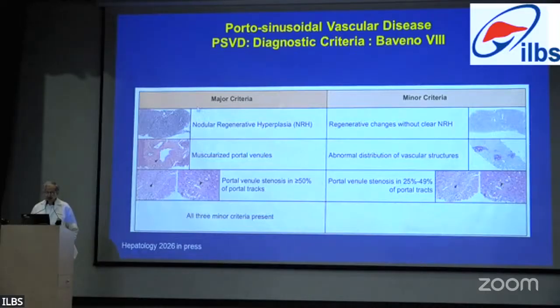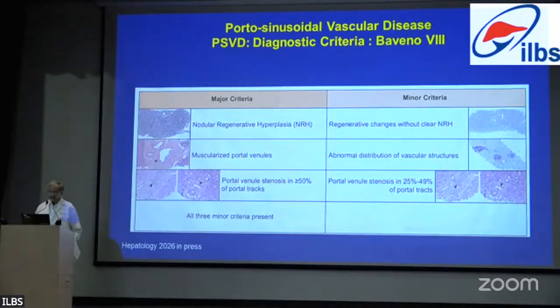So this is again a challenge, but this is what they have accepted. They have also accepted minor criteria, regenerative changes without clear NRH, abnormal distribution of vascular structures. There is closing up of the portal areas and portal venule stenosis of 25% to 49%. How much can be agreement between 2 pathologists? We do not know.